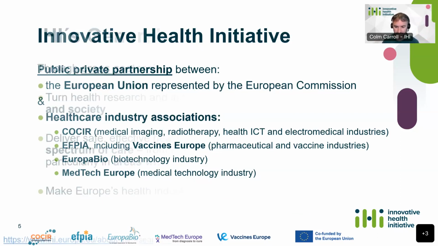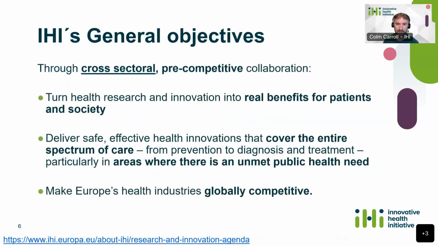Next slide, please. So our overarching general objectives are to harness the opportunity offered by a public-private partnership through cross-sectoral pre-competitive collaboration, and run projects that aim to turn research innovation into benefit for patients. And I think you really need to think about what we mean here by real benefits for patients and society. We're not necessarily funding blue sky research, very early stage. We're funding research which will have an impact on patients, and maybe not necessarily within the project itself, but there needs to be a pathway to that impact on patients, and you have to bear this in mind when you're putting your project together.